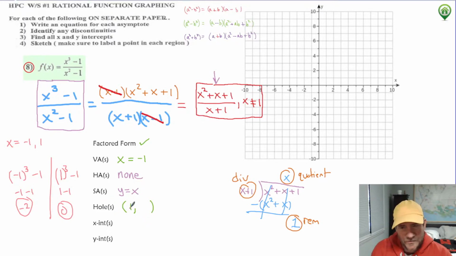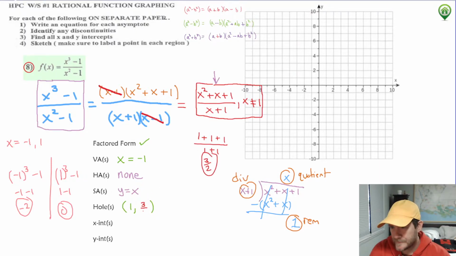We only know the x coordinate of the hole to be 1, and we said to find the y coordinate, you have to take x and plug it back in, but you don't plug it into the original function, because the original function still contains this x minus 1 factor, which will cause division by 0, which will make us undefined. But to find the y value, you can plug into the simplified version over here, the one where the x minus 1 has been canceled out. So plugging in 1 is going to give me 1 plus 1 plus 1 all over 1 plus 1. So that's looking like 3/2 to me. So that's the coordinate of our hole.